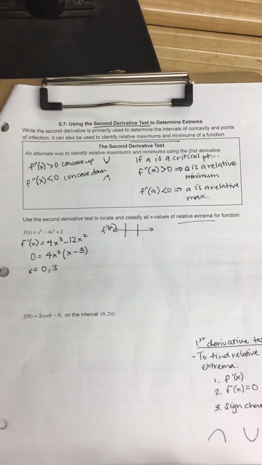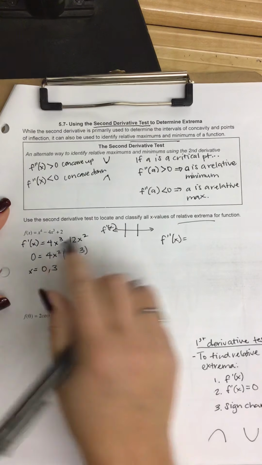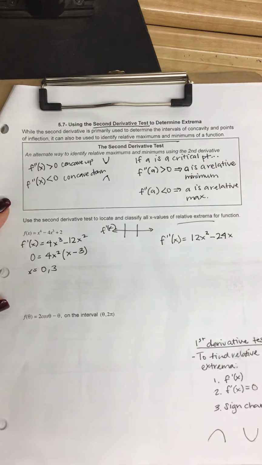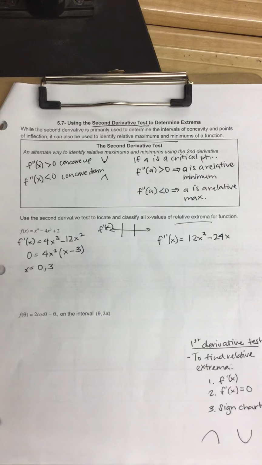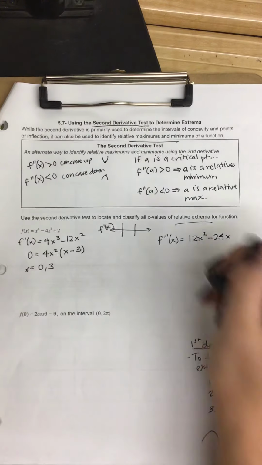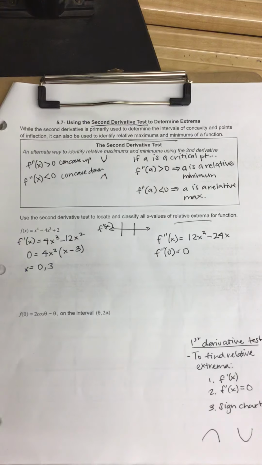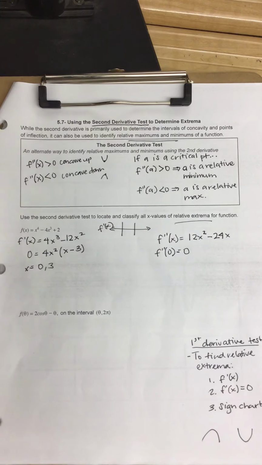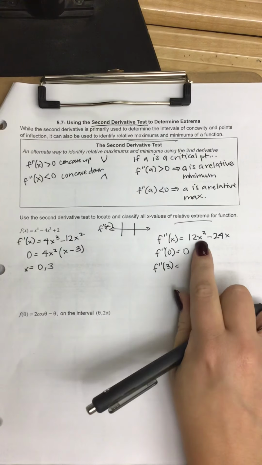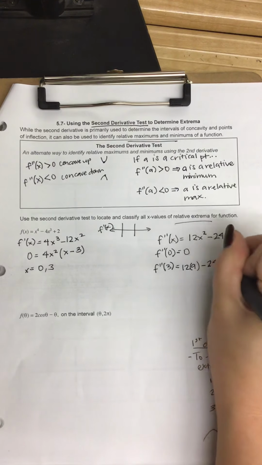Or if you don't want to do a sign chart, what you can do is plug into the second derivative. So take the second derivative, that's 12x squared minus 24x. And all you do is plug in these values. So f double prime of 0 is equal to 0. That's not a max or a min, it's just a critical point.